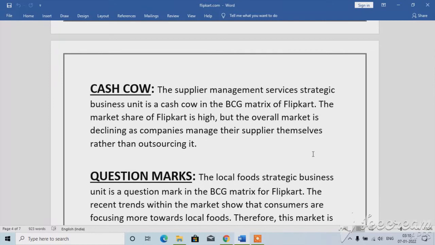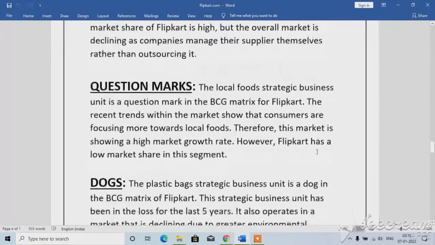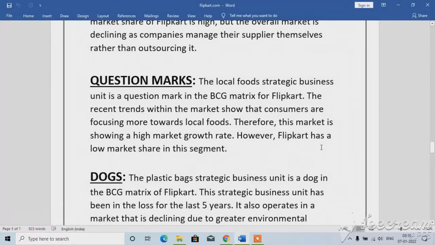In the BCG matrix of Flipkart, the market share of Flipkart is high, but the overall market is declining as companies manage their suppliers themselves rather than outsourcing. Third, question marks. The Local Food Strategic Business Unit is a question mark in the BCG matrix for Flipkart. The recent trend within the market shows that consumers are focusing more on local foods. Therefore, this market is showing a high market growth rate. However, Flipkart has a low market share in the segment.